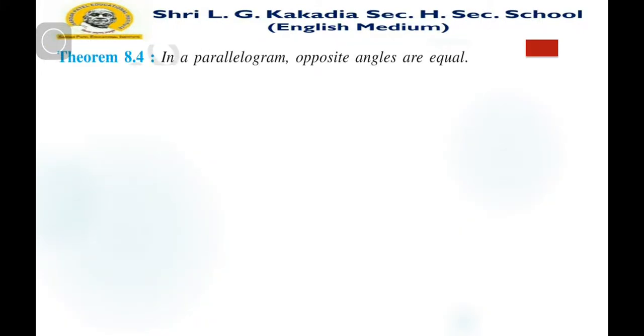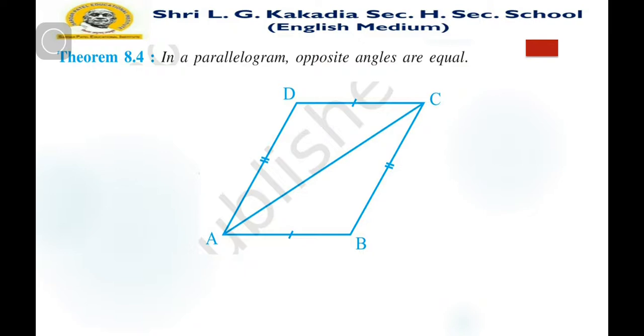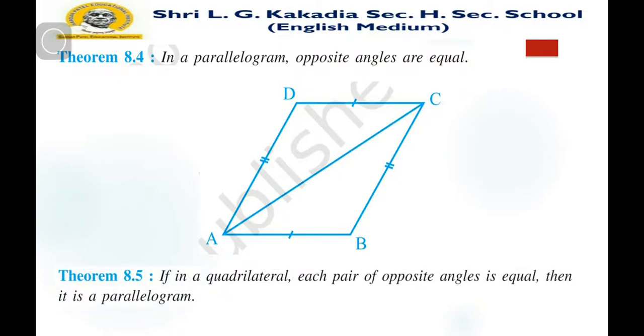Now theorem number 8.4: in a parallelogram opposite angles are equal. If you take the figure as you can see here and measure the opposite angles, you can realize that the opposite angles of a parallelogram are equal. So here angle B and angle D are equal, and angle A and angle C are equal, because those are opposite angles in a parallelogram. Its converse: if in a quadrilateral each pair of opposite angles is equal, then it is a parallelogram.